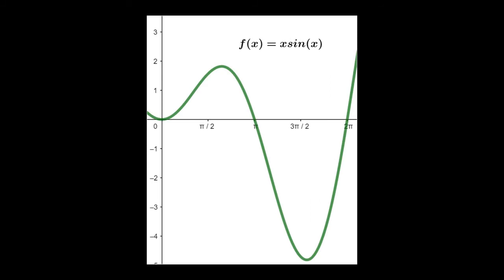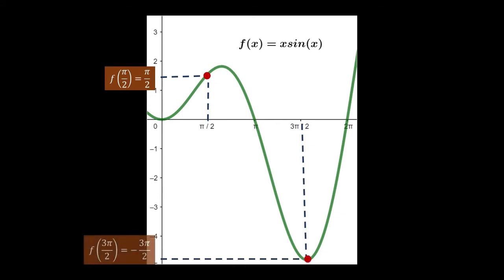Let us go back to f of x is equal to x times sine of x. But we will pay attention to the interval pi over 2 to 3 pi over 2. f of pi over 2 is equal to pi over 2. Now let us pay attention to b. Let us say our b is 3 pi over 2. f of 3 pi over 2 is negative 3 pi over 2.